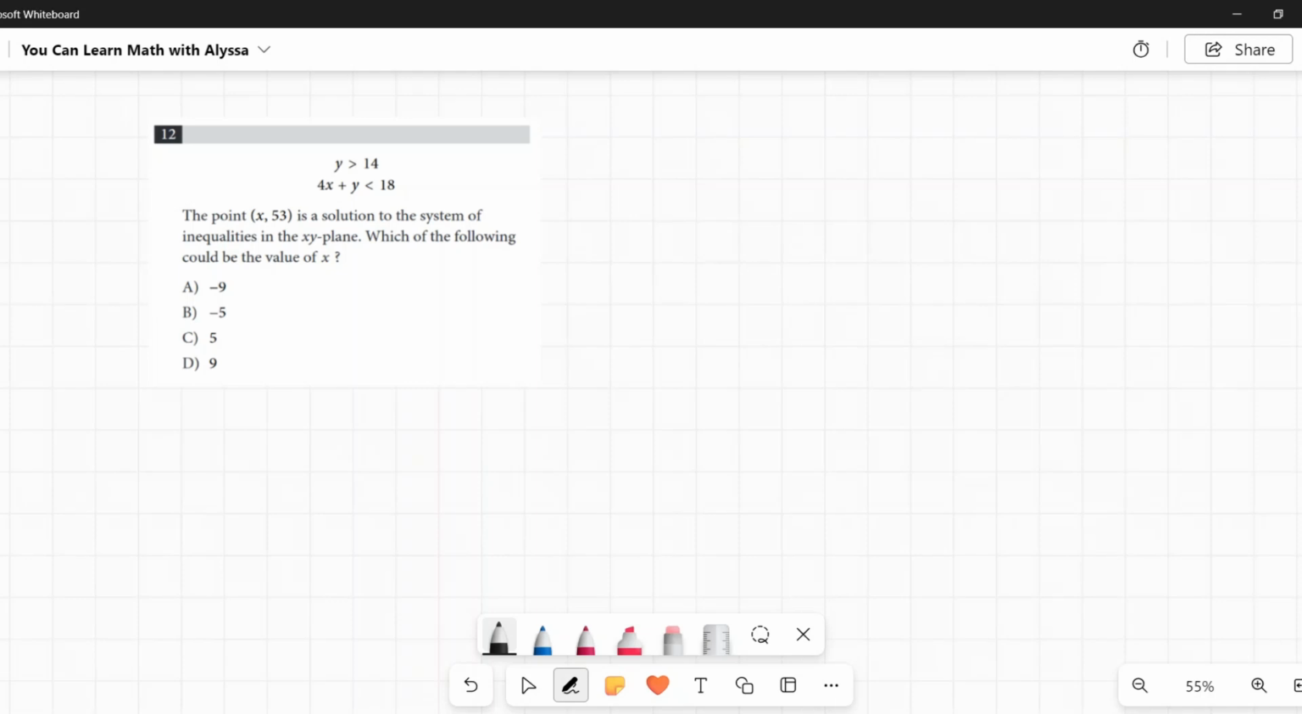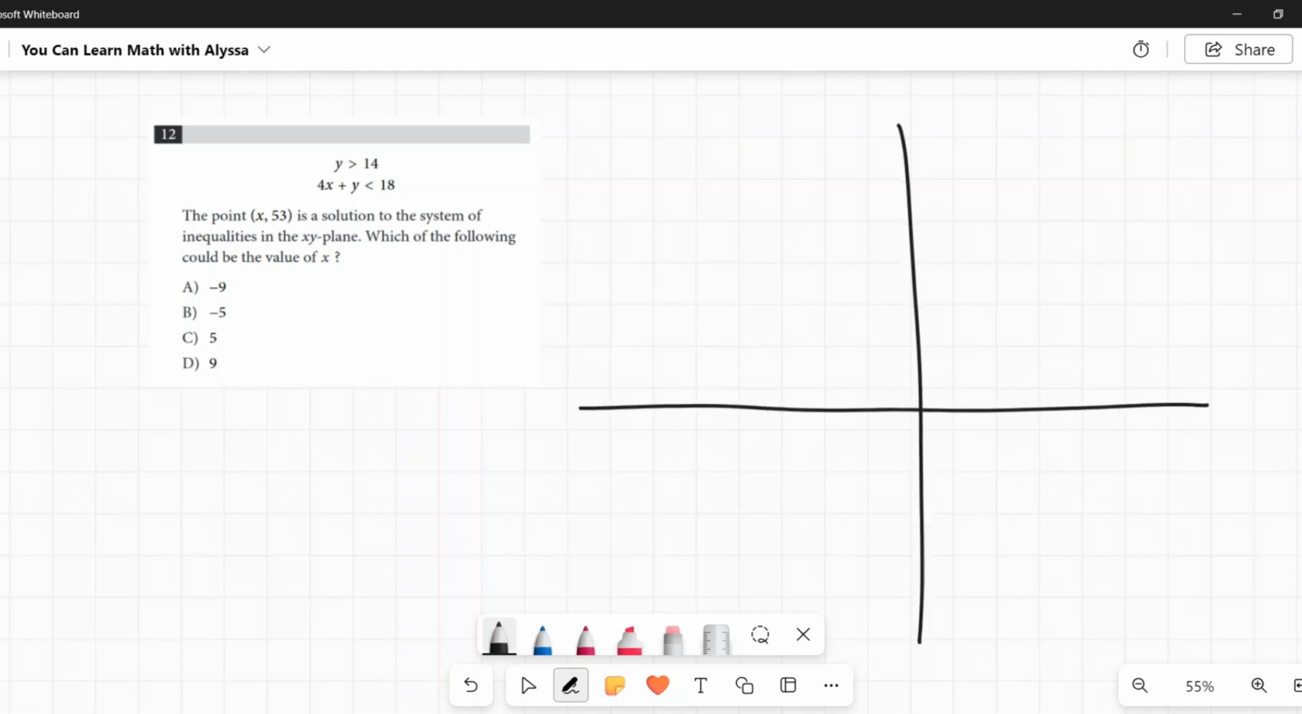If you choose to put this in your graphing calculator, you're going to get something that looks like this. y is greater than 14. If you were to graph y equals 14, it would be a horizontal line, but because it's greater than and not greater than or equal to, it's going to be a dashed horizontal line. This is not drawn to scale. Please ignore the grid marks in the background. This is going to be right here. This is 14. So this is, excuse me, not y equals, y is greater than 14.